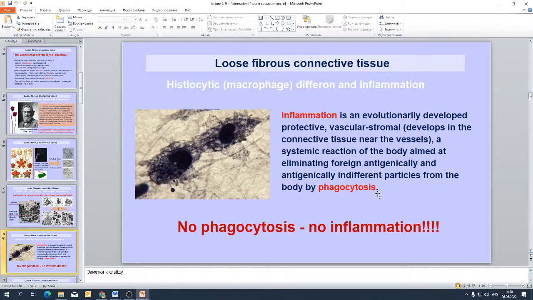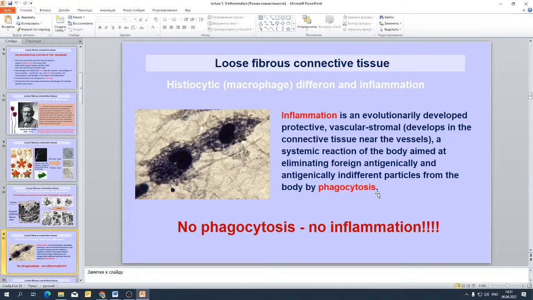Because inflammation needs three parts. For example, bone marrow, next vascular microcirculatory vessels, and connective tissue. Connective tissue is needed. Vascular-stromal. I repeat.